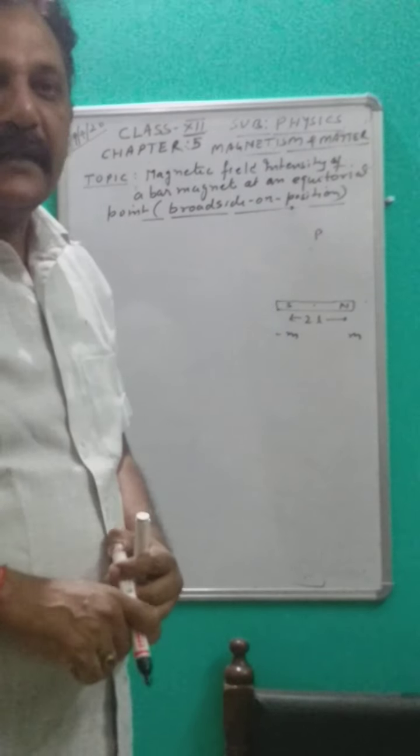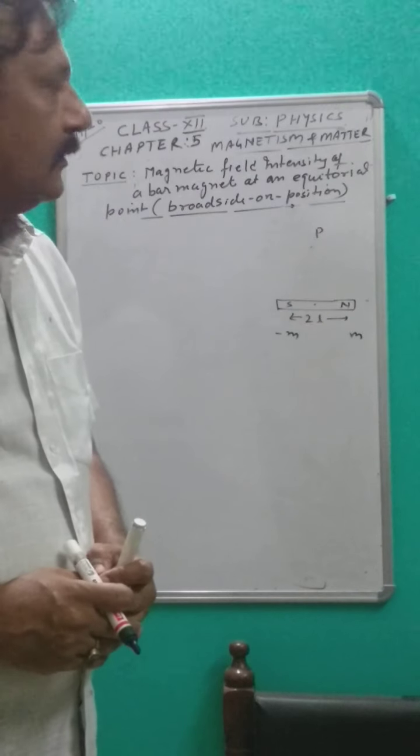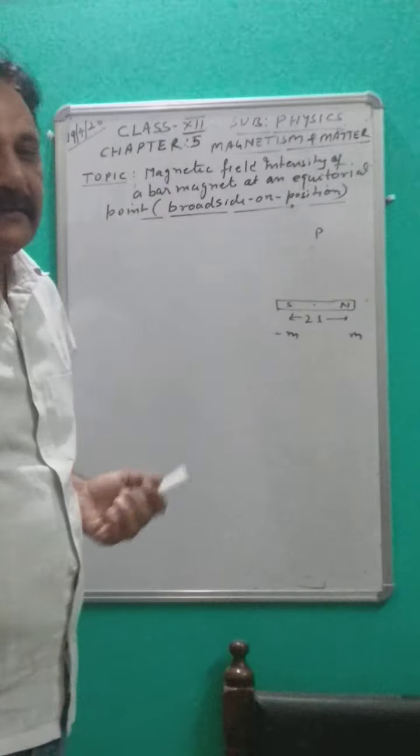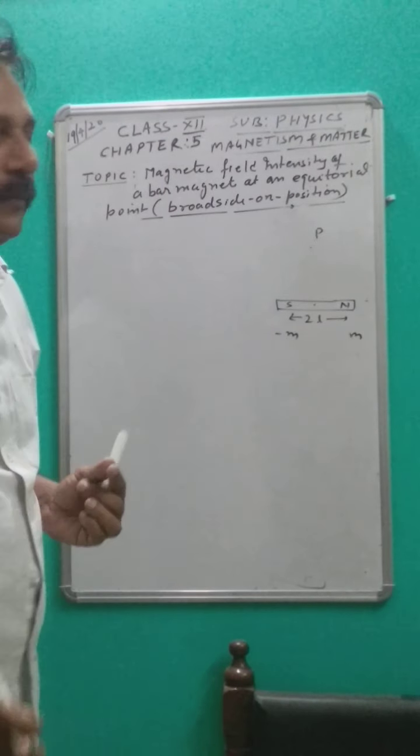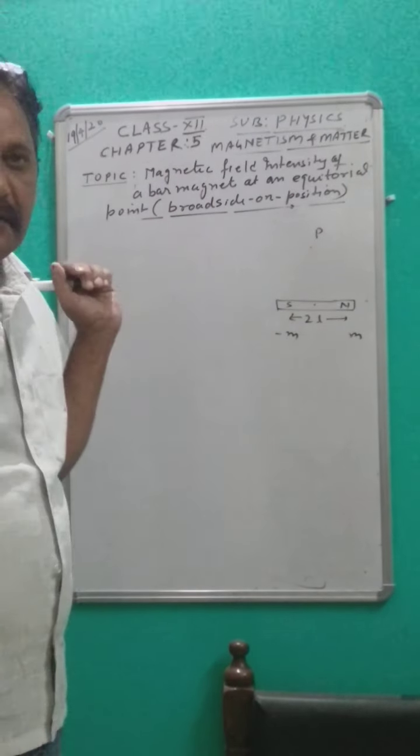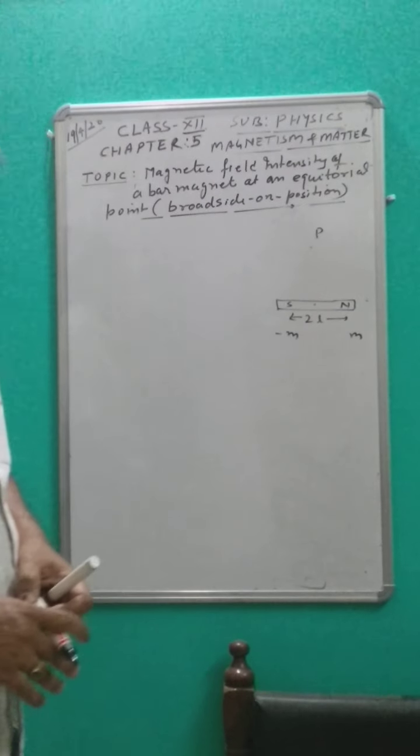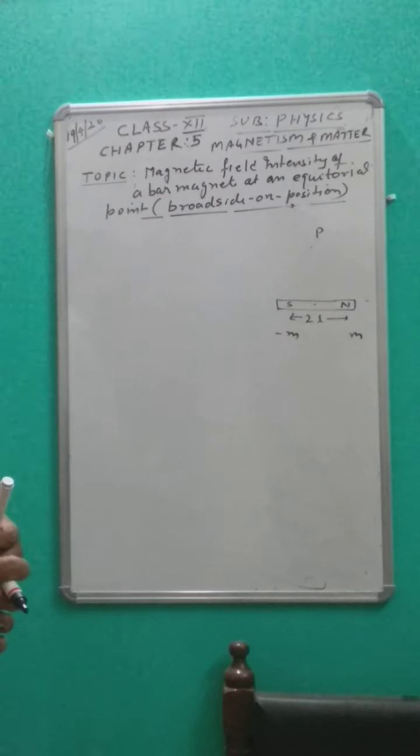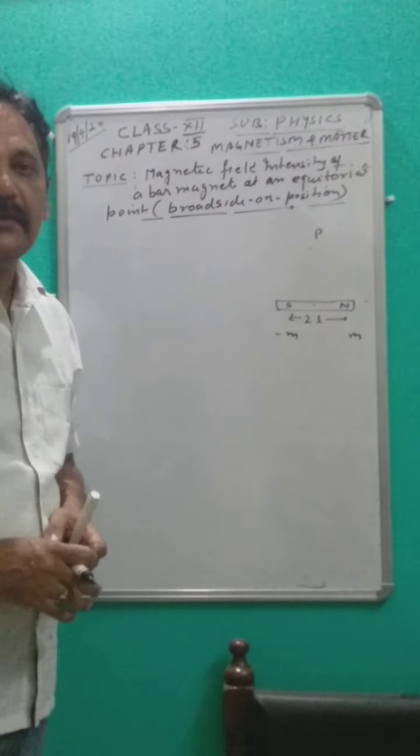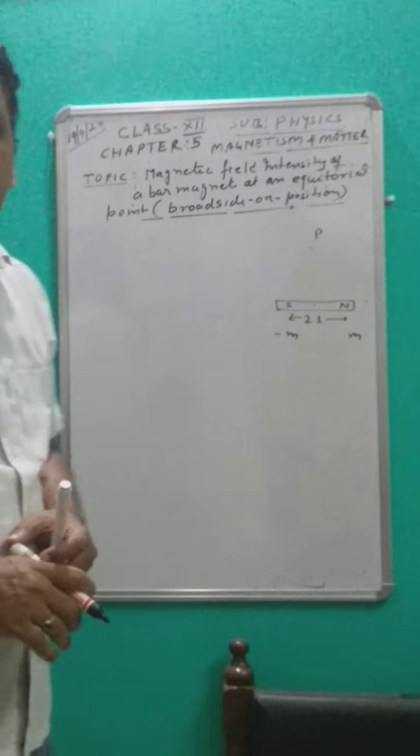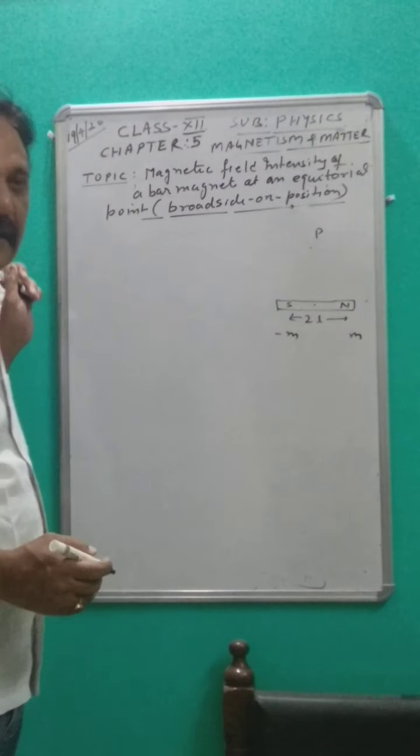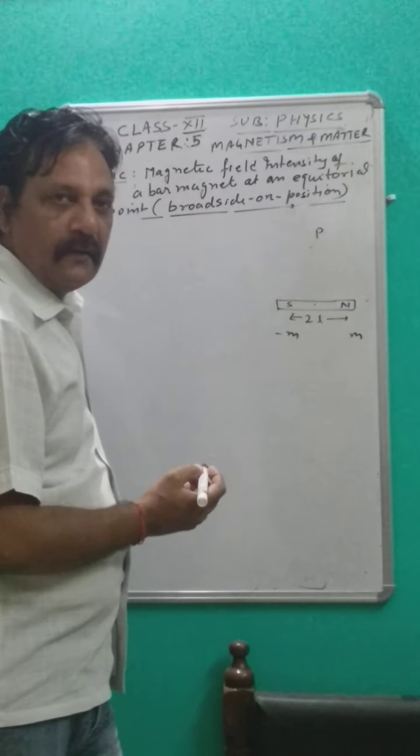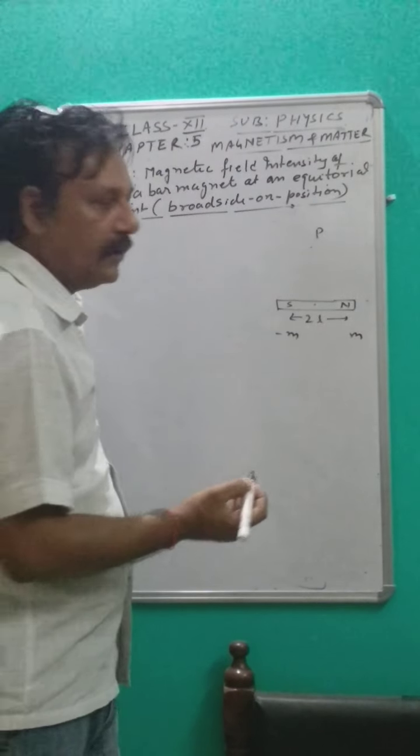I am taking the fifth chapter of class 12 physics, which is magnetism and matter. My topic is the magnetic field intensity of a bar magnet at any point on the equatorial line, that is the broadside on position. So first, what is the broadside on position? Broadside on position means any position on the perpendicular bisector of the axis of the bar magnet.